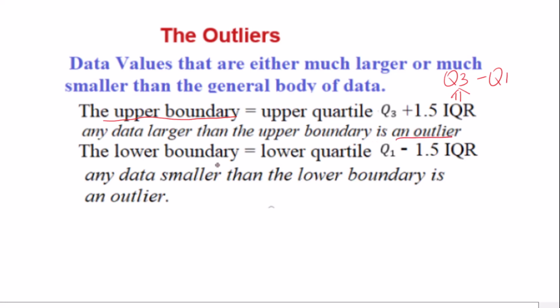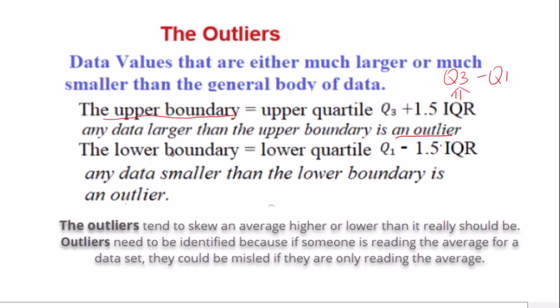The lower boundary of the outlier equals the lower quartile minus 1.5 times IQR, interquartile range. Any data smaller than the lower boundary is an outlier.